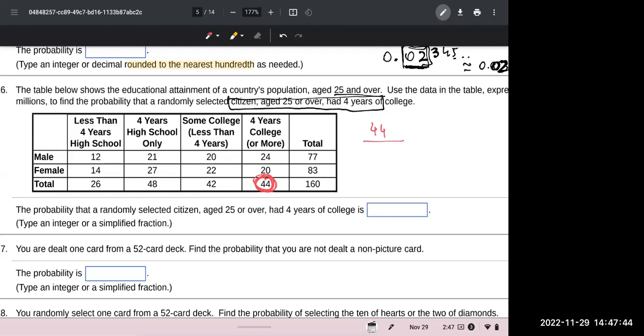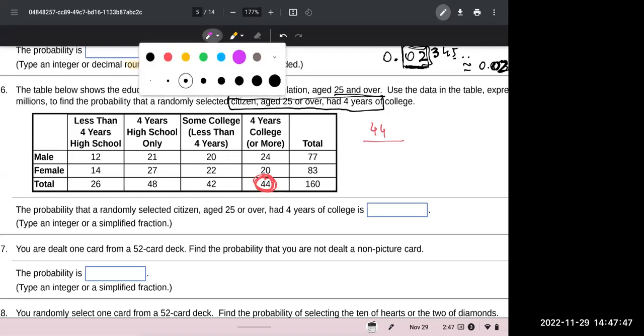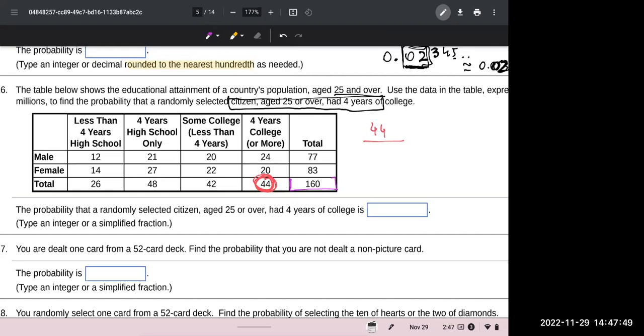And we're going to always divide by the total. Your total is always the number right here, the last one in the corner. So you will divide by 160, okay? And here they ask you to type an integer or simplified fraction. So you want to check on your calculator if you can simplify this fraction. So we have 44 divided by 160. And then I click second PRB, enter, and this fraction can be simplified. The solution should be entered as 11 over 40, okay?